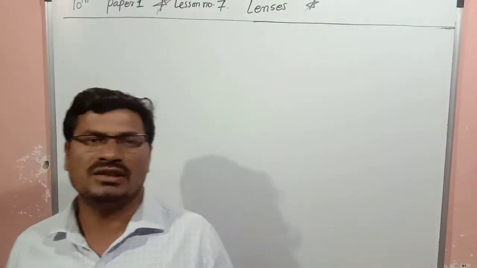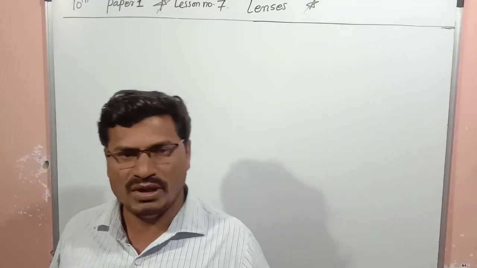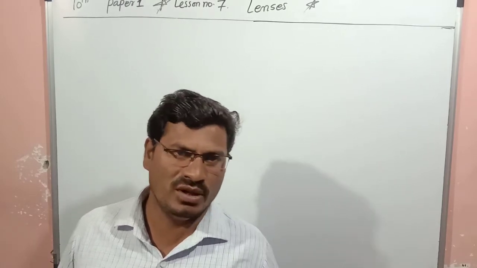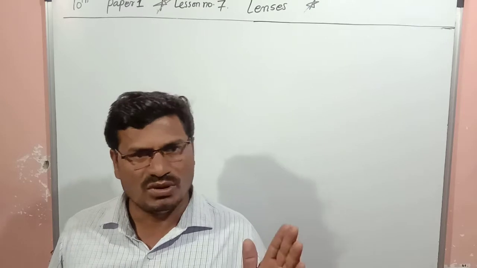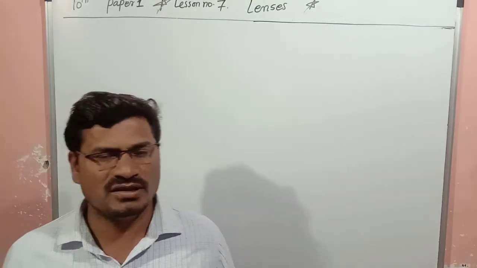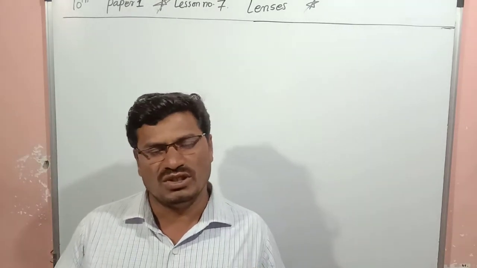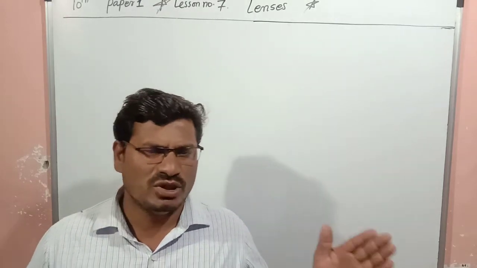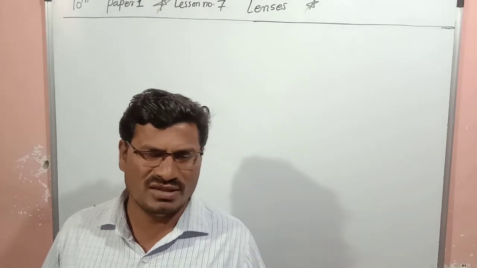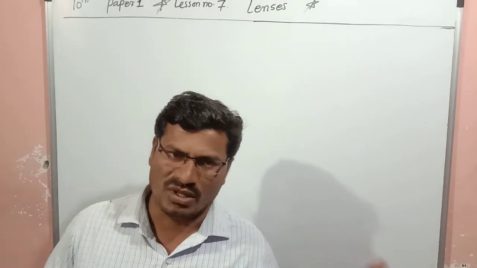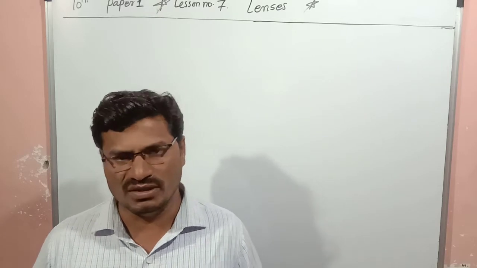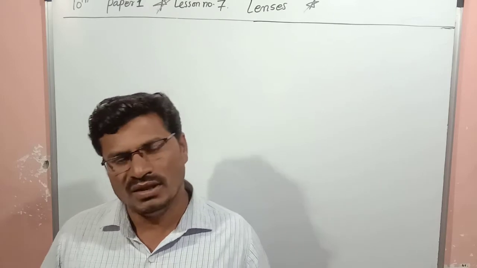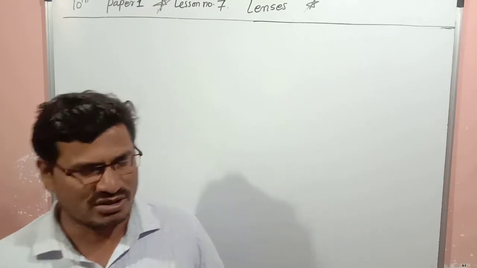Students, we are learning lesson number 7 from the paper first, and in this lesson we are studying lenses. Before this we have studied the basic concepts and terms related to lenses: what lenses are, the types of lenses, and the subtypes of lenses. Now we'll repeat that for a while, and then we are going to start the next part.